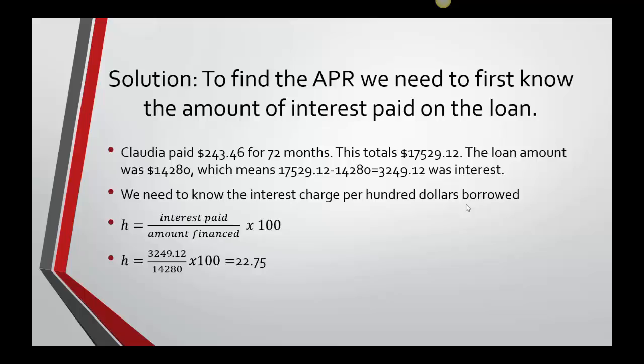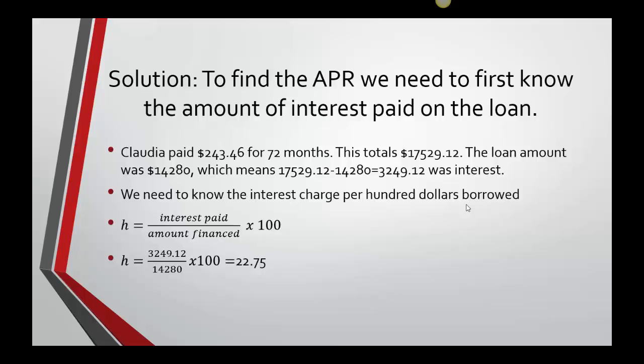Next thing I'm going to find out is the interest charge per $100 borrowed. So to find that, I'm looking for H. And H is equal to the interest paid over the amount financed times 100. So she paid interest of $3,249.12. The amount financed was $14,280, which gives me $2,275.